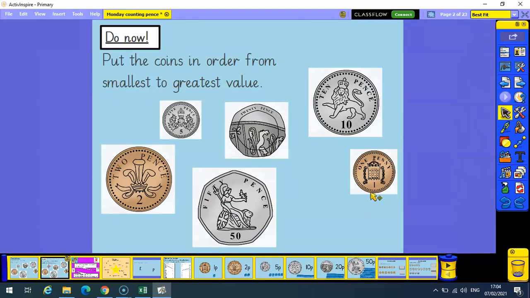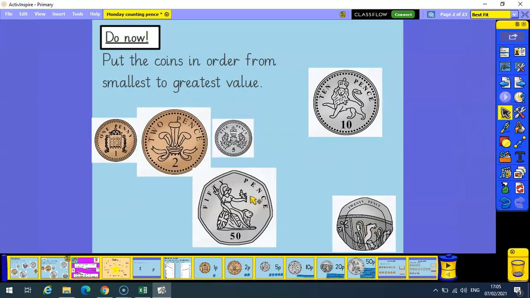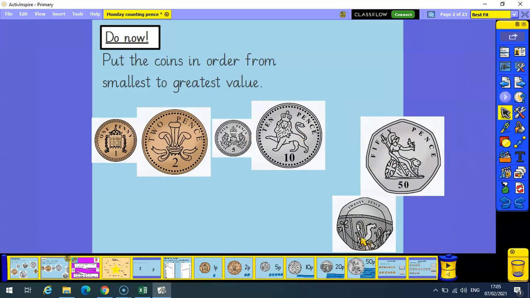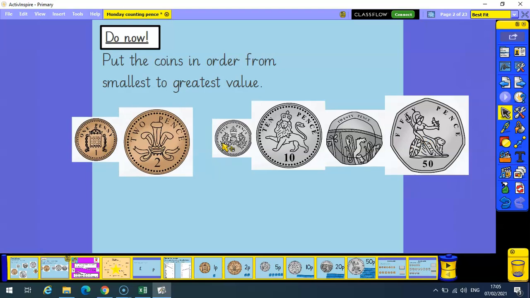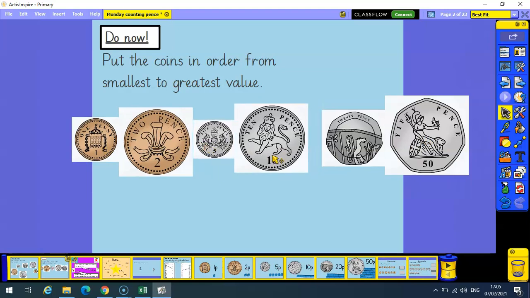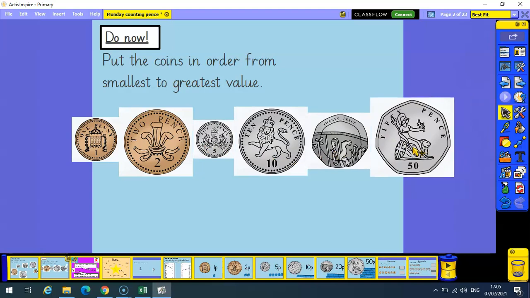What comes first? We're going from smallest to greatest value, remember, not from smallest to greatest size. So we start with 1p, 2p, then 5p, then 10p, then 20p, and then 50p. Or 1 penny, 2 pence, 5 pence, 10 pence, 20 pence, and then 50 pence. Did you get that in the right order?